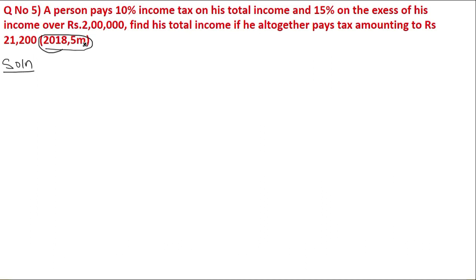Okay, I hope you have read this problem and you might have understood this. I'll just explain it. A person pays 10% income tax on his total income. Okay, 10% income tax is being paid, and 15% on the excess of his income over rupees 2 lakh. It means what?